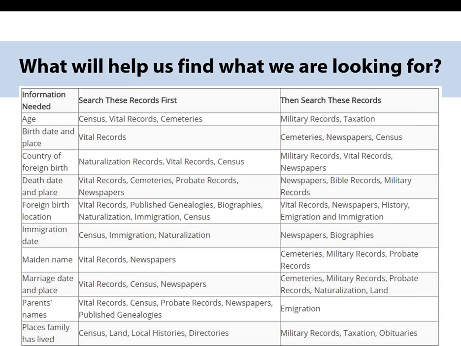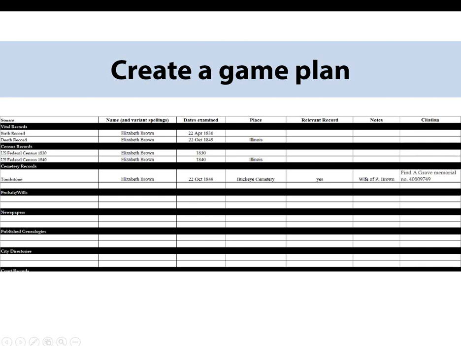This is a lovely chart that's available on our website, on our Getting Started subject guide. And it can help you to narrow down what you want to be looking for. So if we're trying to find parents' names, this is what we want to do. We want to look at vital records, census records, probate records, newspapers, and published genealogies. If that doesn't work, then we're going to move on to immigration records. But we really want to start with vitals, census, probate, newspapers, and published genealogies. Those are the records that we search first. So when we're setting up our research log, all of those records should be included. So this is your game plan.